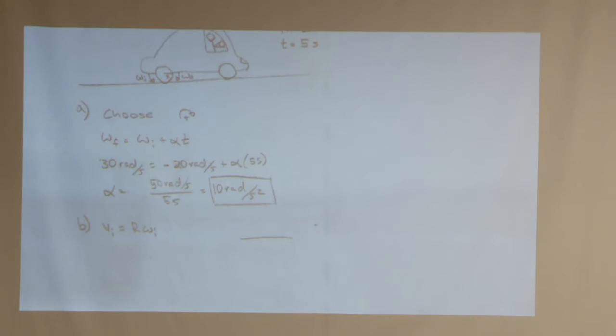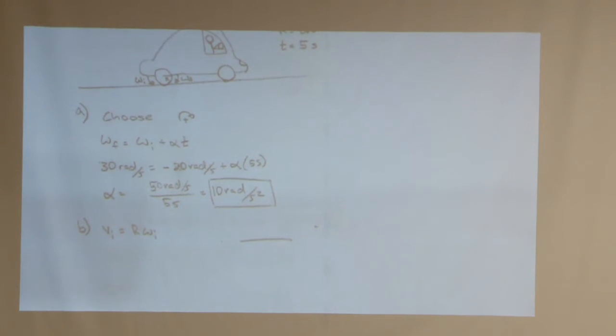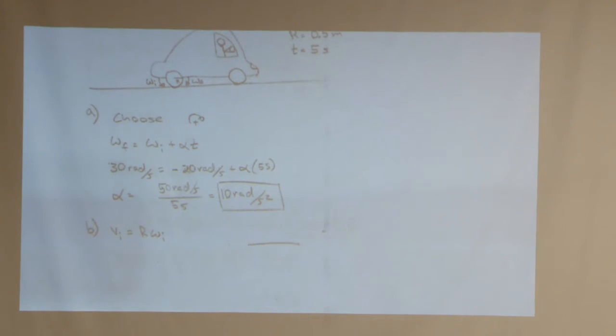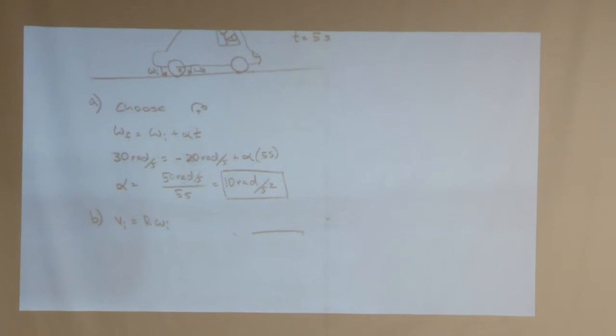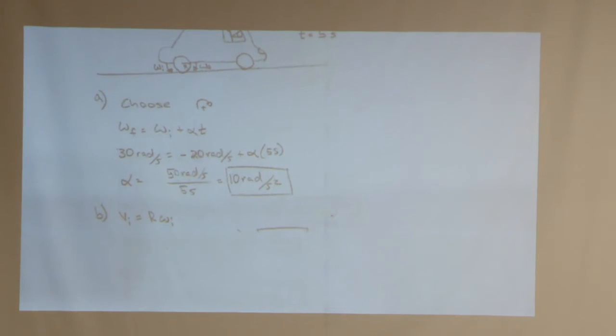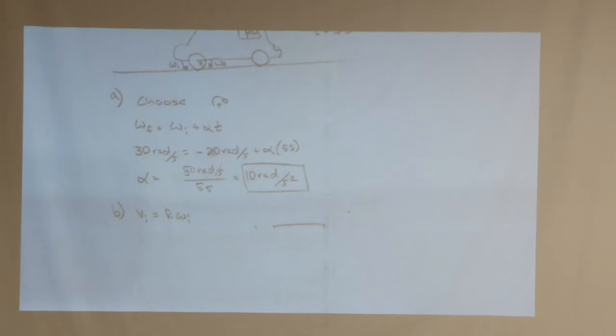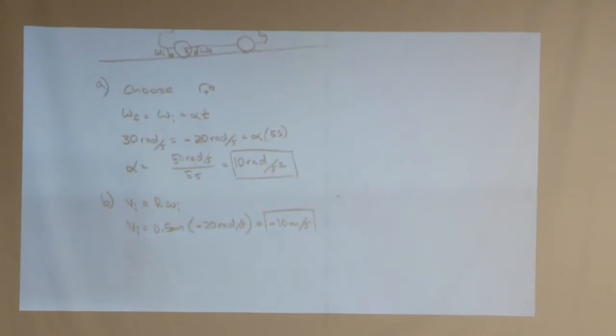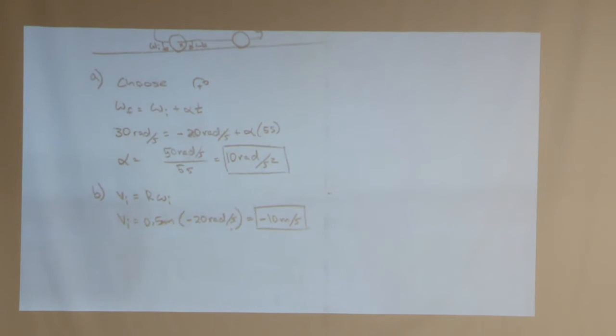So the second part is to find the linear velocity. So similar to the last question, we just need to relate angular with linear. So to do that, you just multiply the angular quantity with the radius that we're working with. So we're going to multiply the initial angular velocity with the radius of the wheel. Then when we do that, we get a negative 10 meters per second.